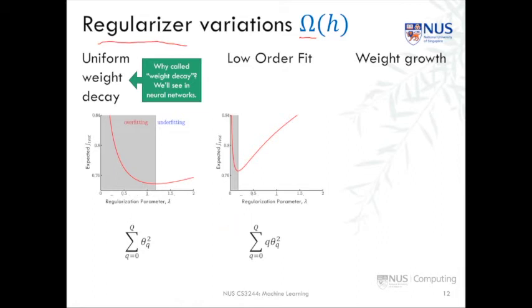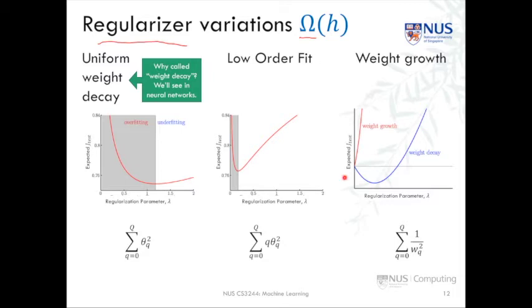Finally, we could also look at weight growth. Weight growth would be the idea that we want to set very big weights, right? Because if we set a big weight here, then its reciprocal will be small. So the budget in this case would be tied to how small the weights are. The smaller the weight, the bigger this term and the worse it gets. So this particular form of regularization is favoring weight growth.